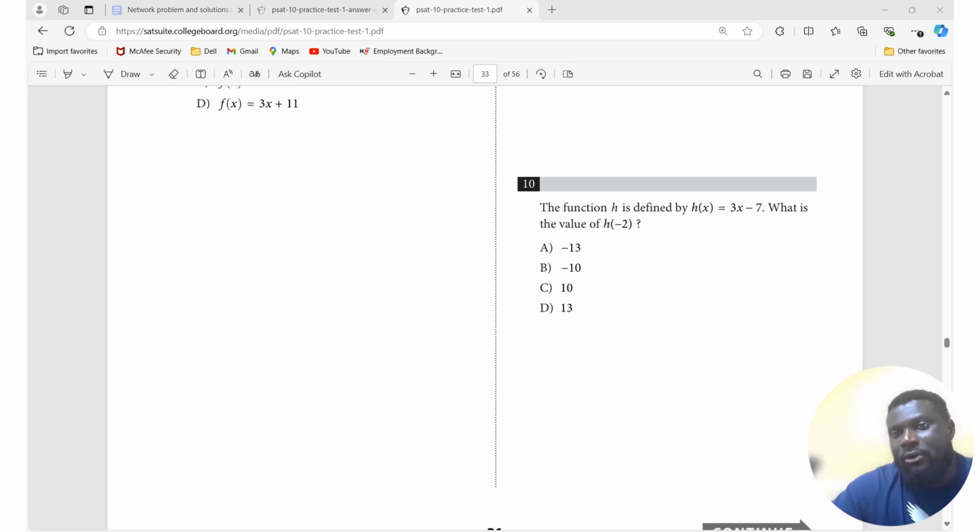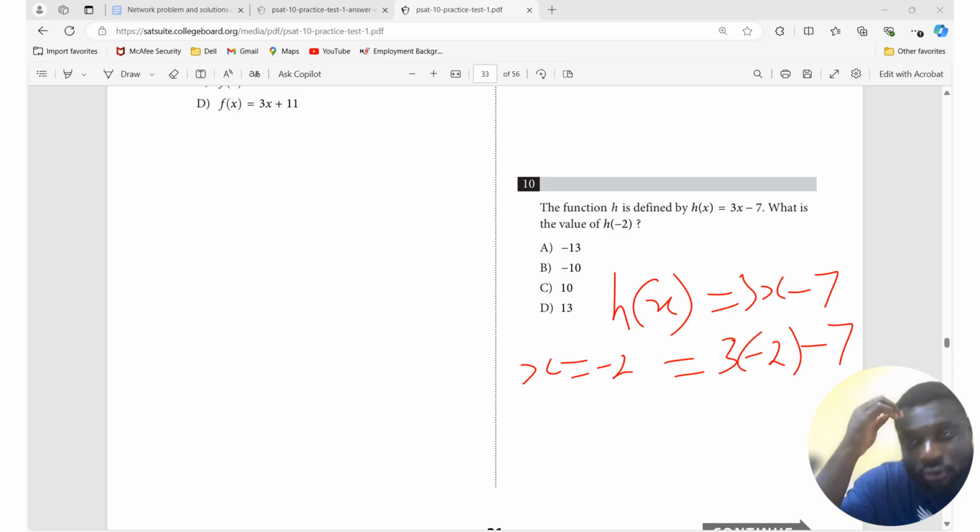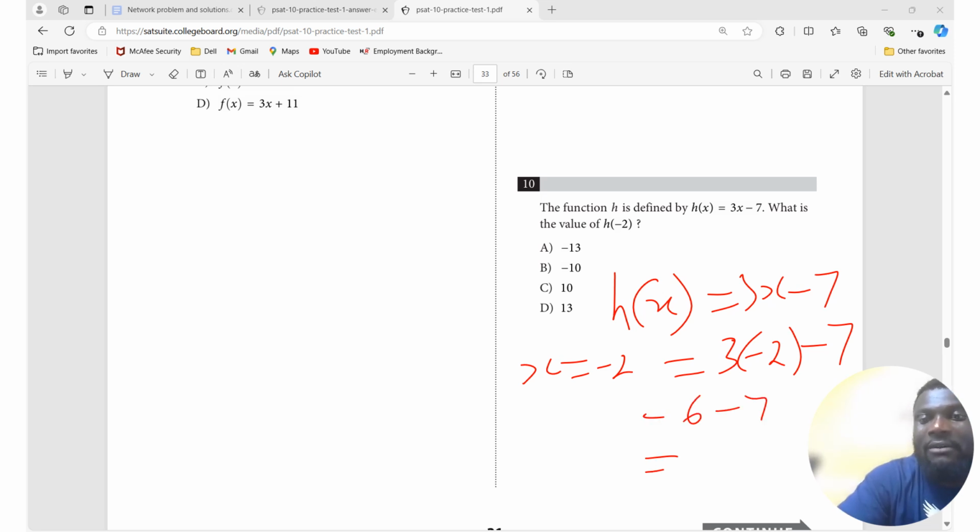of -2? Now we know that h(-2), and remember that we said h of x, which means that -2 is our x. So all we have to do is take h(x), which equals 3x minus 7, when x is equal to -2. So we substitute: 3 times -2, minus 7. 3 times -2 will give us -6, and then minus 7.